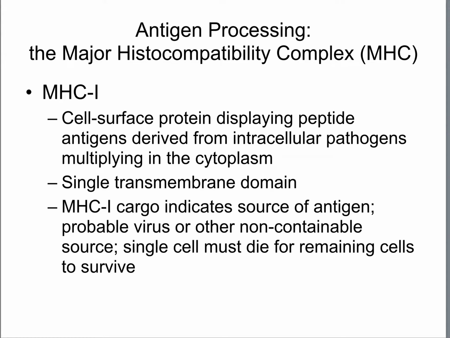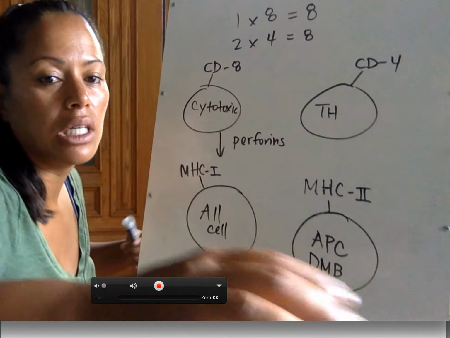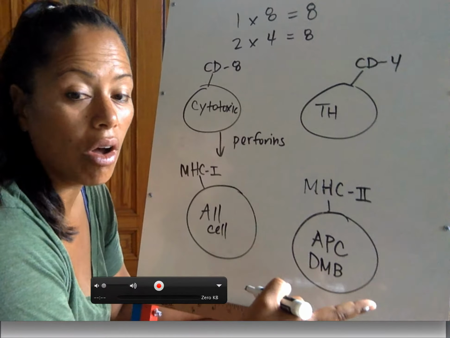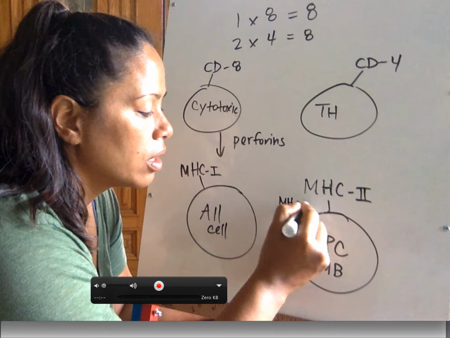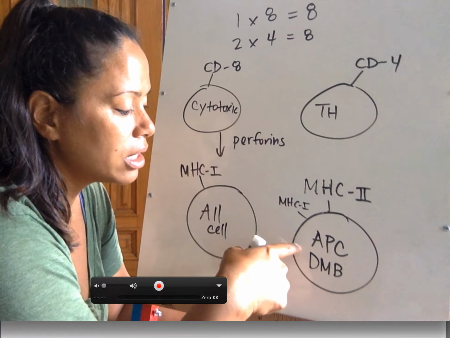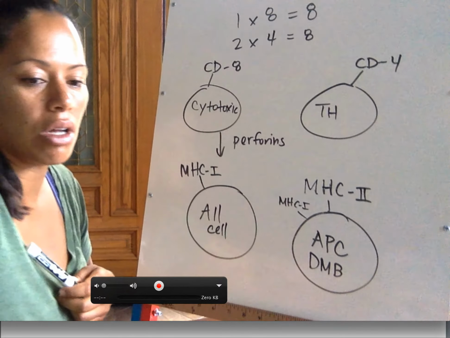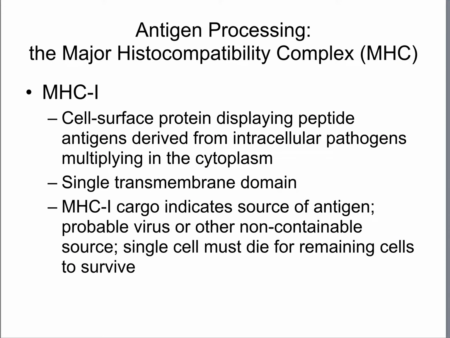So MHC class 1, is that found on all cells or antigen presenting cells? Well, be careful, because antigen presenting cells also can be infected by viruses. So they also have MHC class 1. So just be mindful that I can destroy these cells if they have a virus and they're infected with a virus. So move on. You guys can slow down and take a look at that.